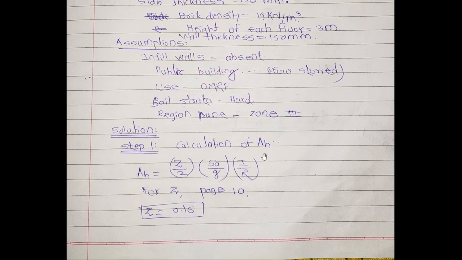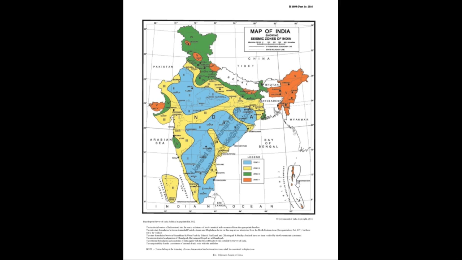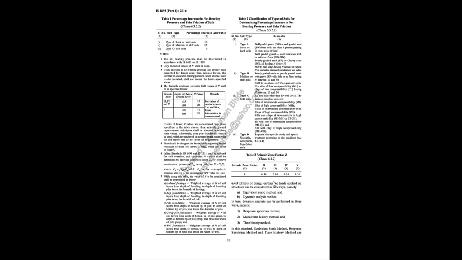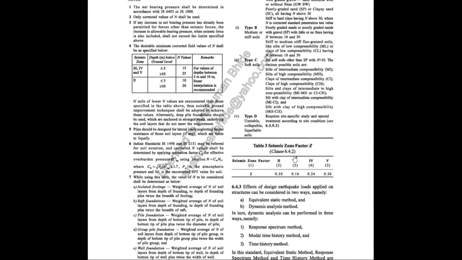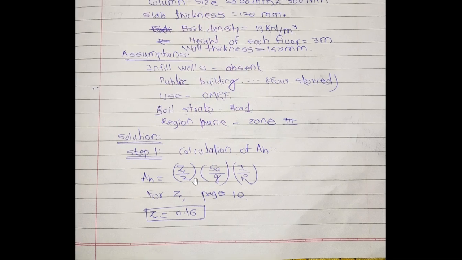Solution. Step number 1 is calculation of Ah, that means horizontal seismic coefficient. For that, the formula is given as Z by 2 into Sa by g into I by R. For calculation of Z, we have to go to page number 10 in IS 1893. This is page number 10. According to zone number 3, the zone factor is taken as 0.16. So, I have taken here 0.16.